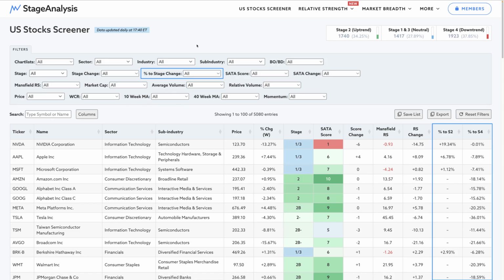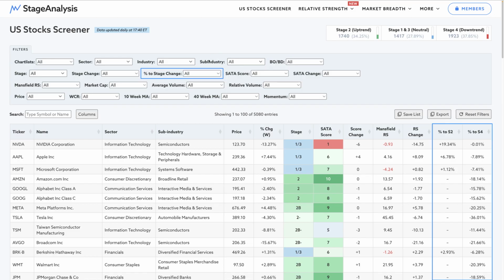Wanted to do a quick midweek video discussing some more new features that have been added today, some really powerful features revolving around the stage change levels. So when the stock changes to stage 2 or when it changes to stage 4. So we've got multiple new features.